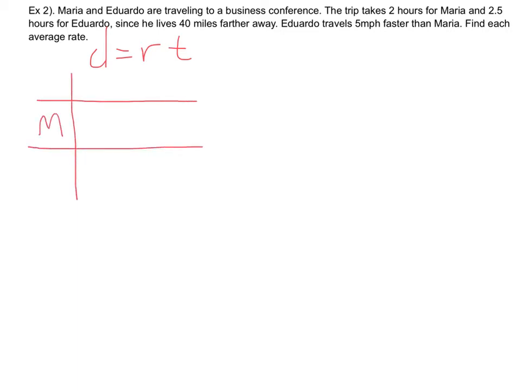So we know something about Maria and we know something about Eduardo. We know something about their rate, about their time, and then about their distance. Now, what's my question asking? It says find each average rate. So that's my goal, is to find each average rate.